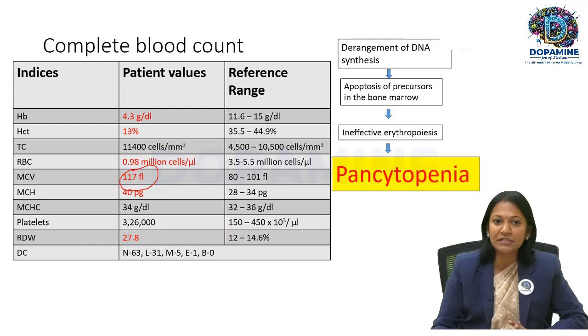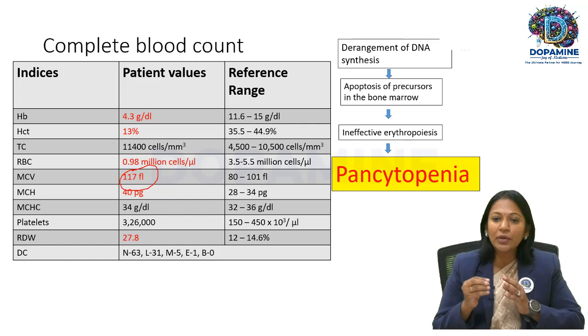In this scenario, the person has only anemia, but the most common reason for pancytopenia is B12 deficiency. So before investigating a patient with pancytopenia, it is imperative to do a B12 and folic acid assay, because the most common etiology of pancytopenia is B12 or folate deficiency.